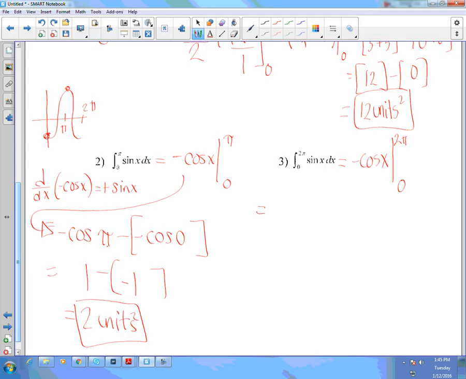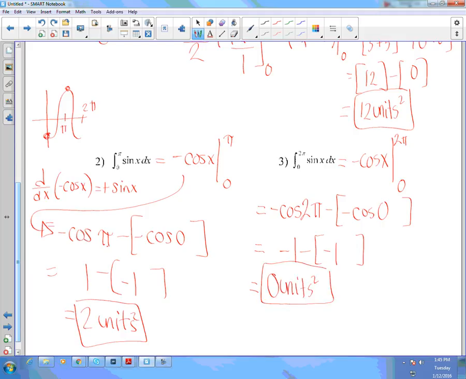So I'm going to put equals negative cosine of, which one do you plug in first? 2 pi. Subtract. Make sure you bracket the second part. Subtract a what, Chris? Good. So negative cosine of 2 pi is negative 1. Subtract. What's negative cosine of 0? So the area of the curve is, and why do we get a 0 area when it's actually a graph?